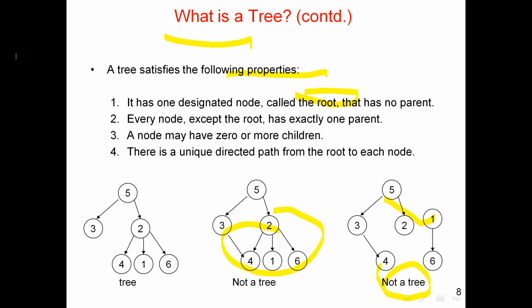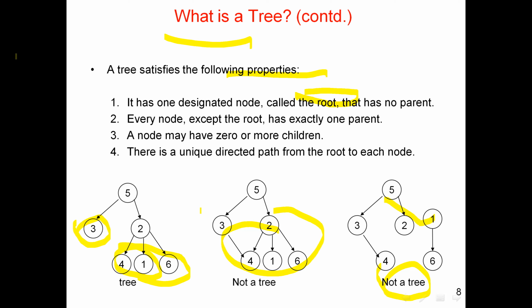Every node except the root has exactly one parent. You can see here that node 4 has two parents, so this is not allowed. A node may have 0 or more children. Some nodes, like 3, do not have any children, but some nodes have 3 children. This is a property of a tree. So a tree is a very dynamic data structure. And you can understand why we want to look at trees, because in nature we have so many trees, and every tree follows a very specific pattern of organization of data.